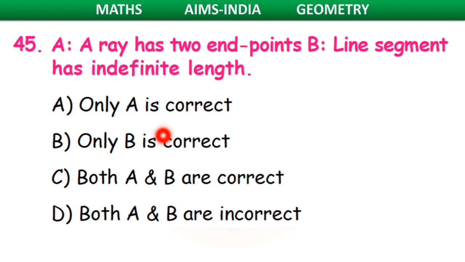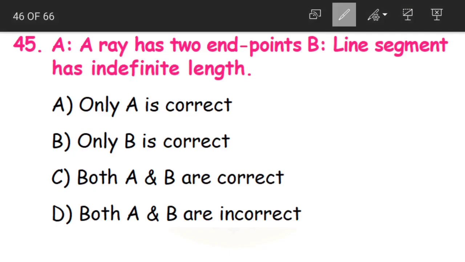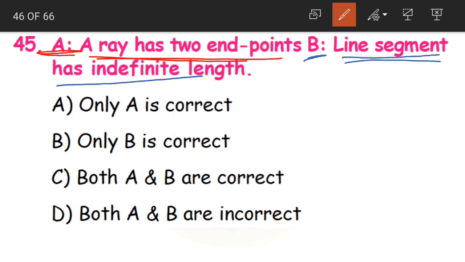Coming to question 45. We have two statements here. Statement A says that a ray has two endpoints, and statement B says that a line segment has indefinite length. Now coming to our ray, how does a ray look?